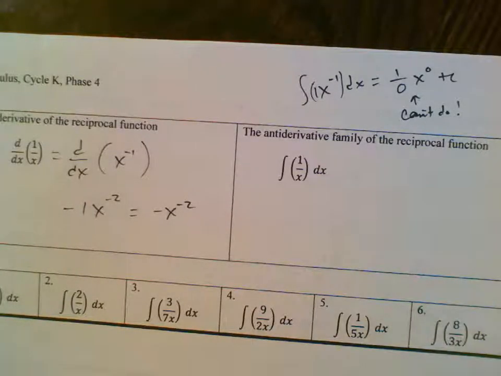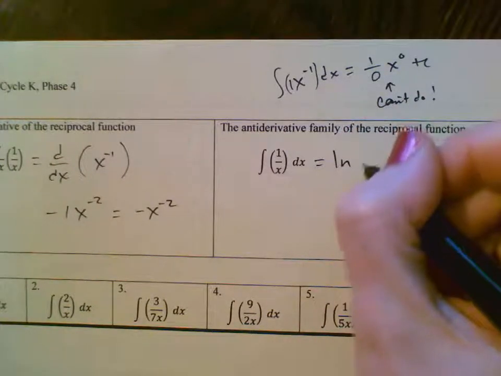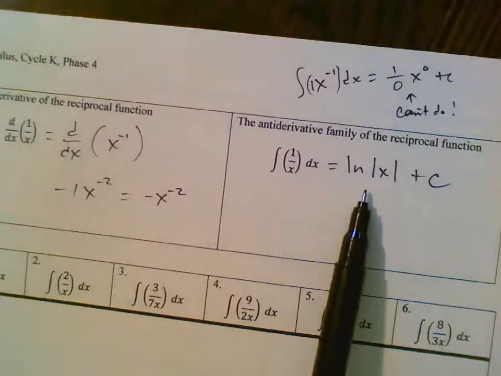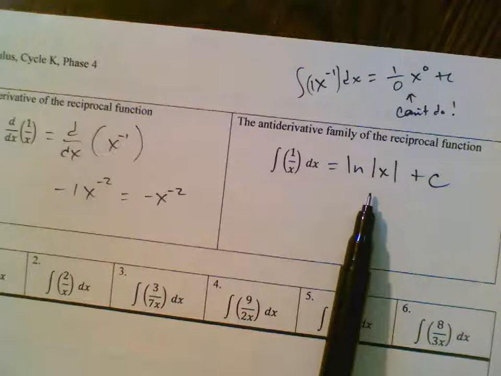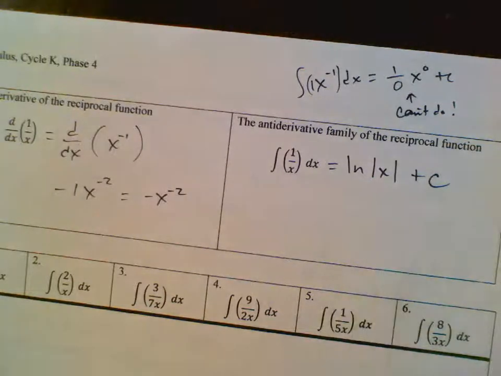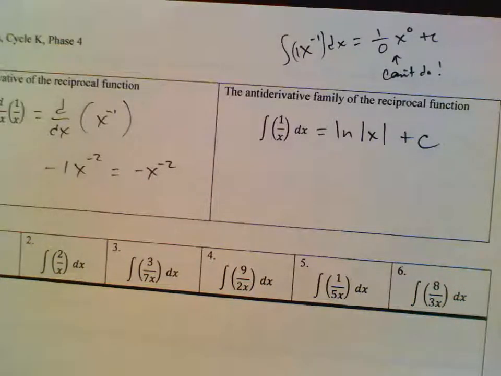So then, you have to ask yourself, well, what if you took the derivative and got 1 over x, then what was the original? And the answer is natural log. Okay, it's natural log of x, but I'll tell you why in a minute. But for the antiderivatives, you have to put absolute values around the input. All right, so I should just tell you why.